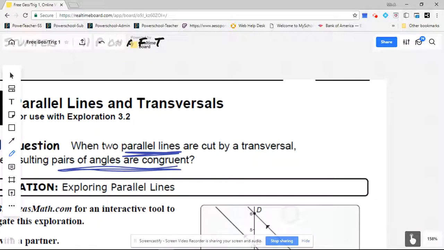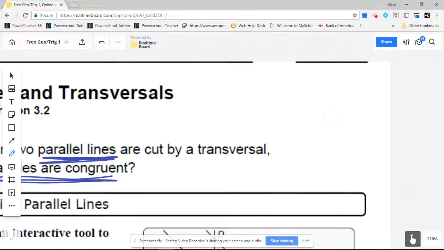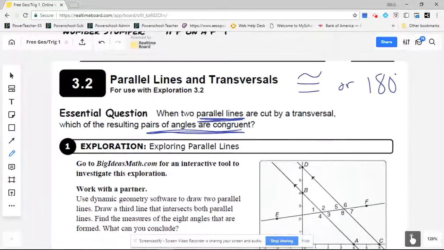And there's two things you need to write out. With parallel lines, you're going to have two options. You're going to have an option that's congruent, or you're going to have an option that they add up to 180. Those are the only two options. That's what's so great about this section. There's only two choices. Either the angles are going to be the same, or they're going to add up to 180. With parallel lines, that's what happens.